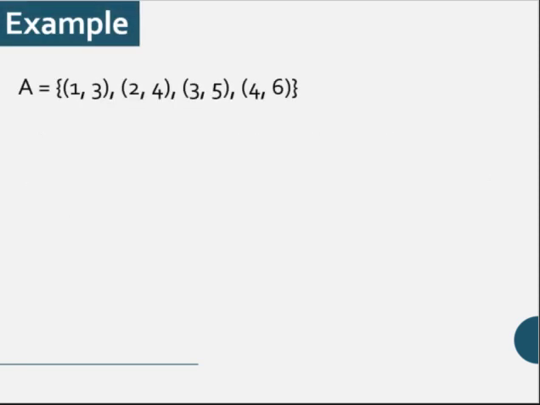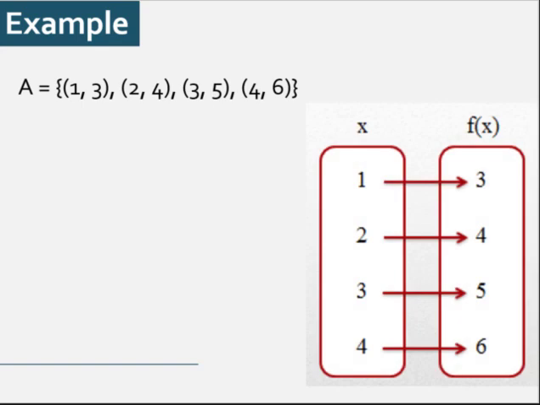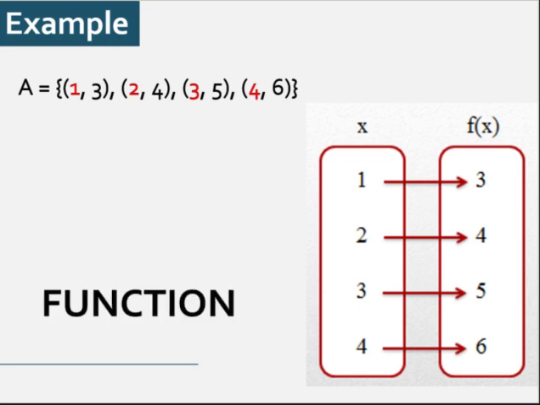Consider this following example. Suppose we have set A with elements (1, 3), (2, 4), (3, 5), and (4, 6). Here is the graphical representation. From this example, we can say that each and every element has only one corresponding element in f of x. Therefore, we can say that this one is a function. Next example.